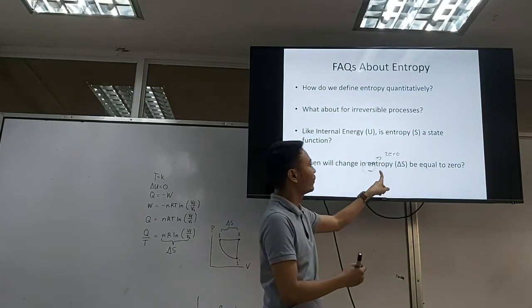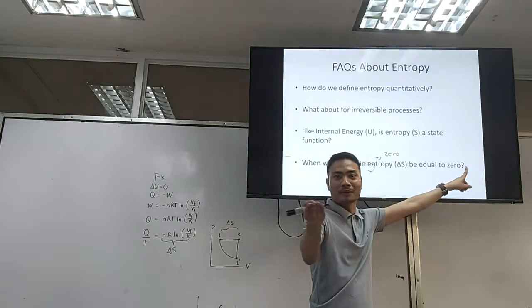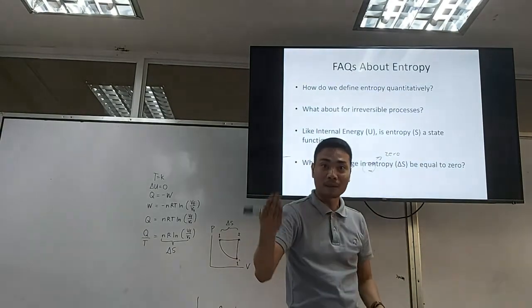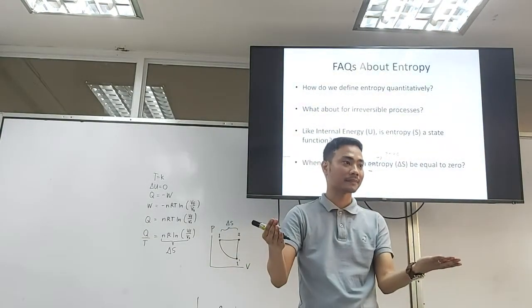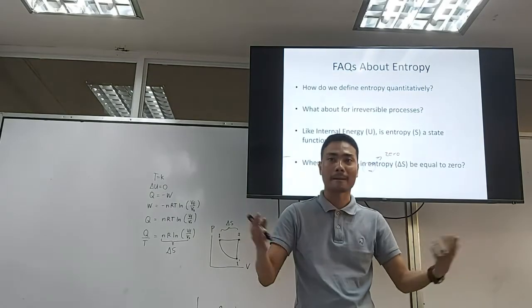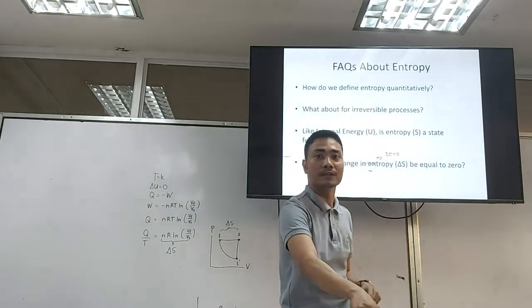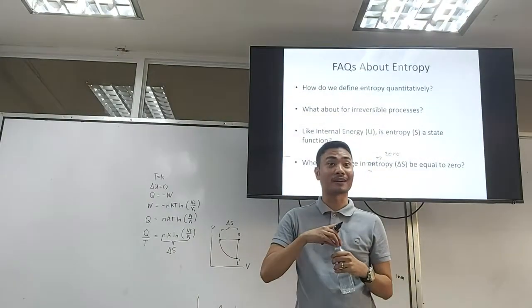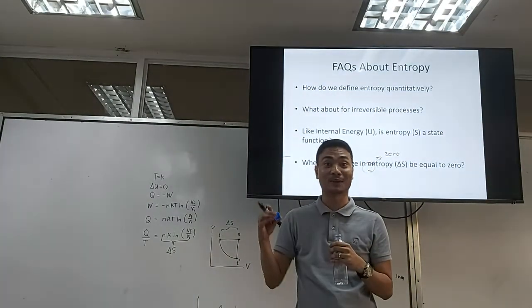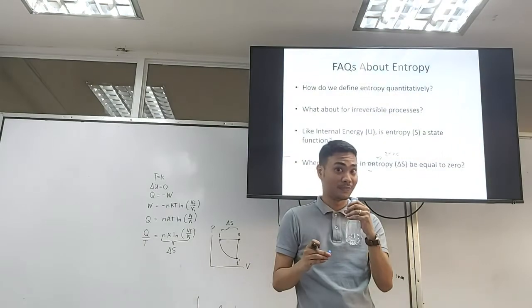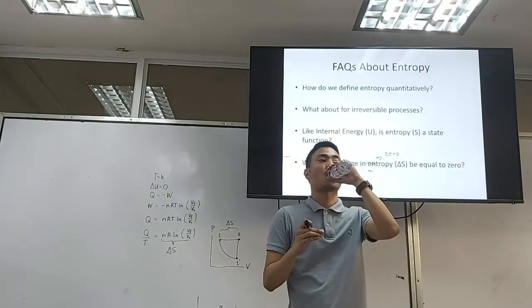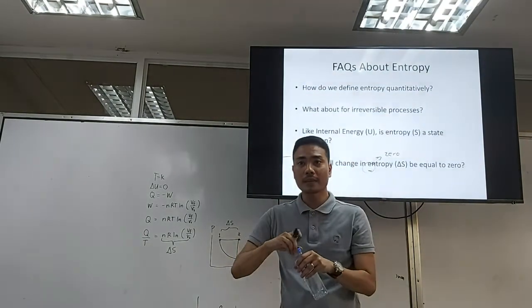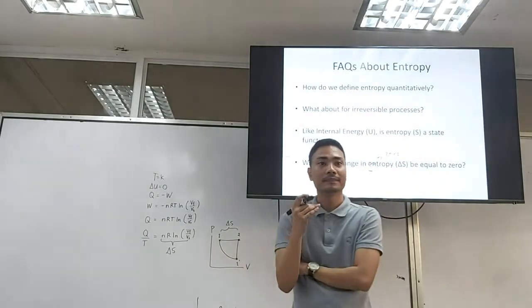When will change in entropy be equal to 0? Nasabi ko na, saan? Sa adiabatic process. And you know the reason. Saan pa nagiging equal to 0? Isothermal, hindi, may value pa ng Q doon, tsaka T, di ba? QH niya tsaka TH yan, or QL over TL, di ba? Hindi yung 0. Saan?